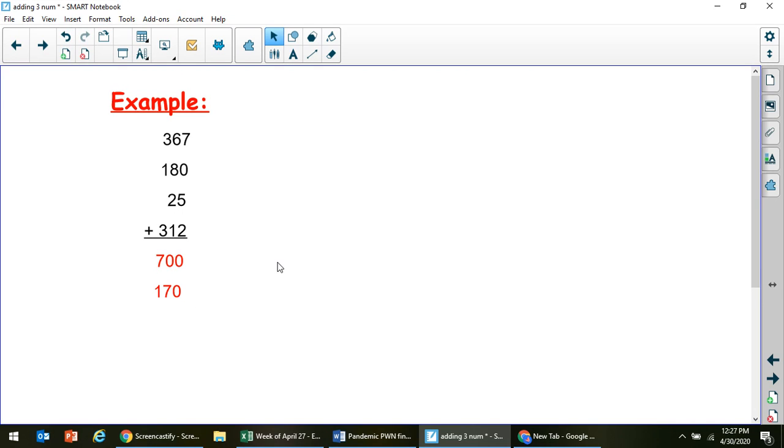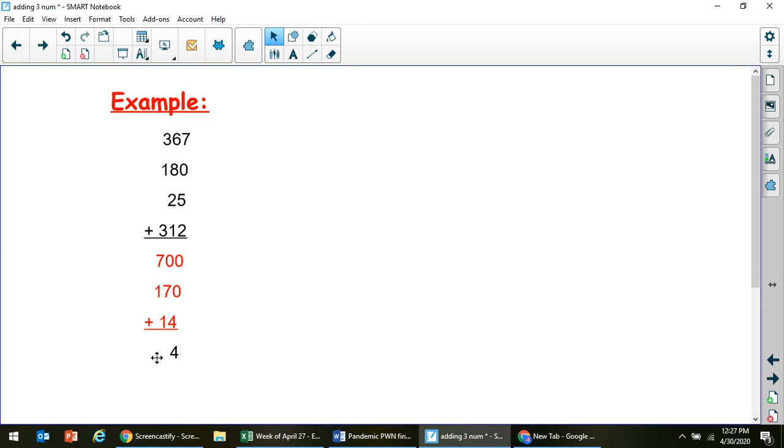And then last but not least, we're focusing on our ones, which you're adding 7 plus 5 plus 2. Now remember, 7 plus 5 plus 2. 5 plus 2 gives me 7. 7 plus 7 gives me 14. I always try to make patterns. Now I have 14 for my ones. So I have 700 plus 170 plus 14. Work on your ones first, I'm sorry. 4 plus nothing is 4. Now move to your tens.